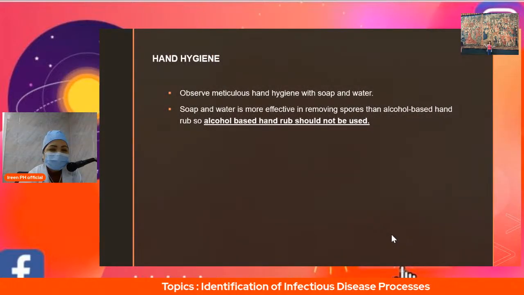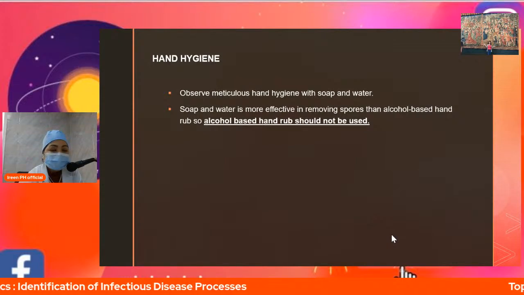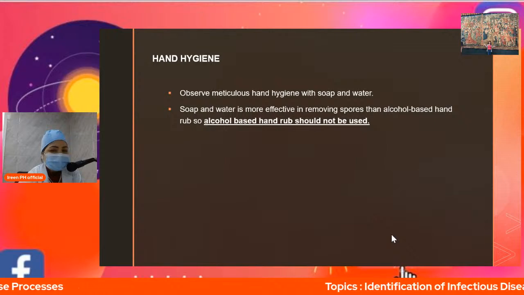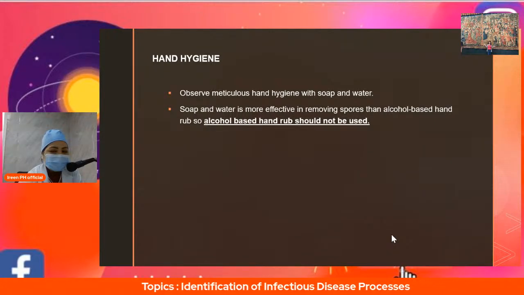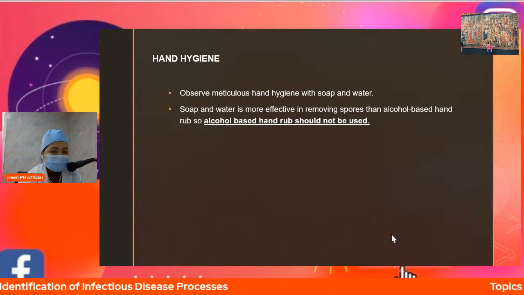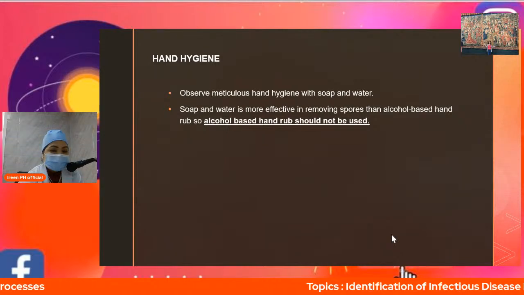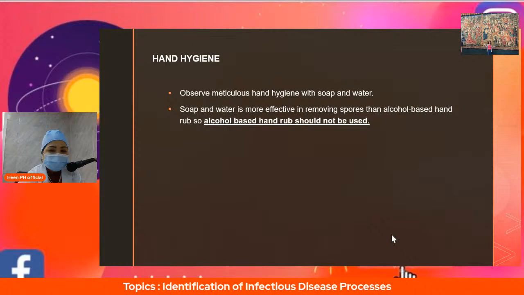Again, hand hygiene: observe meticulous hand hygiene with soap and water. Soap and water is more effective in removing spores than alcohol-based hand rubs. So alcohol-based hand rub should not be used. Use soap and water.